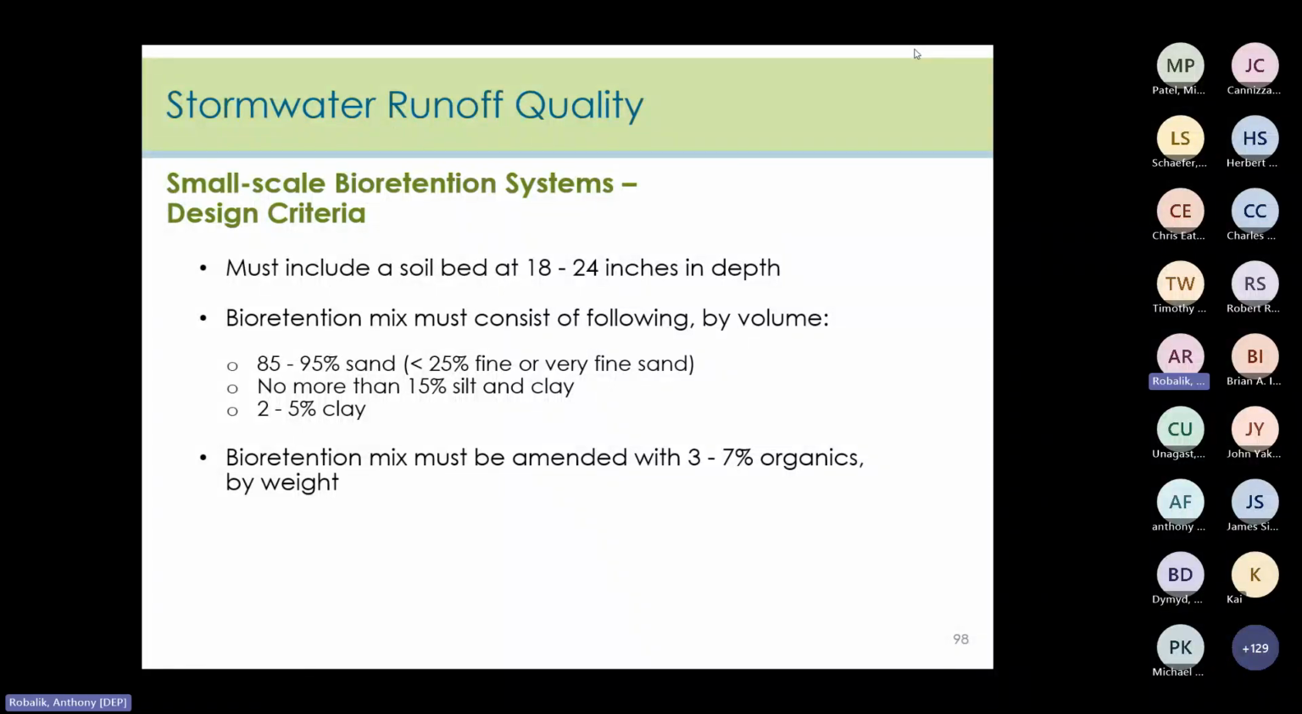Small scale bioretention systems have specific requirements regarding the depth of the planting media and what the planting media consists of. This planting media is designed to support dense vegetation, but also convey stormwater. So the planting bed must be between 18 to 24 inches in depth, and the planting media has specific composition requirements. Take note that the composition of inorganics is measured by volume here, but the organics is measured by weight.